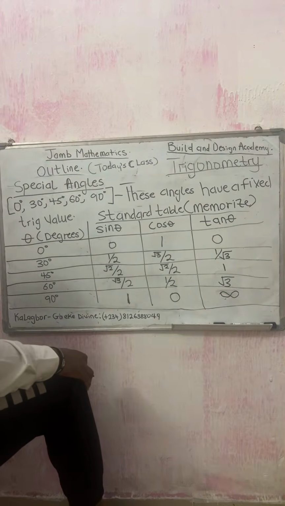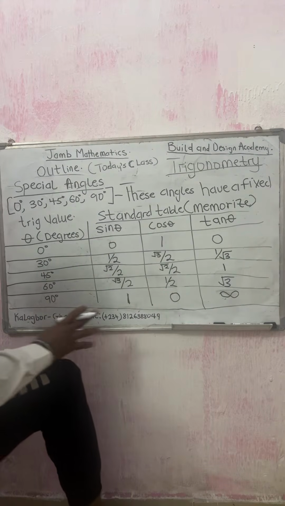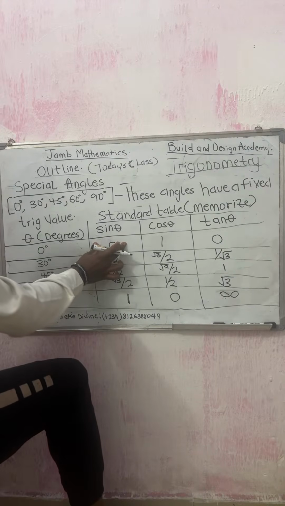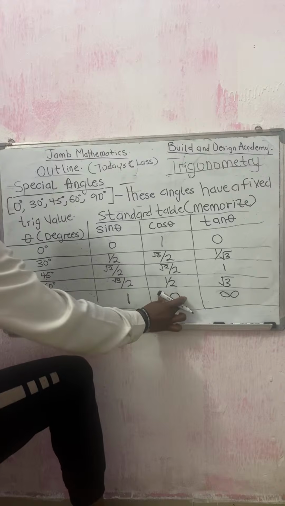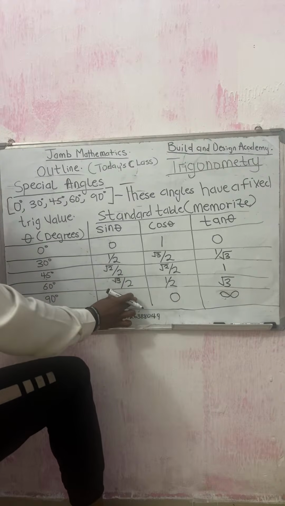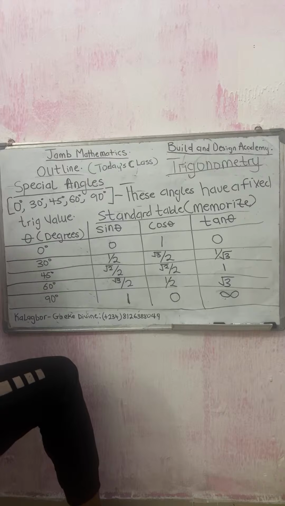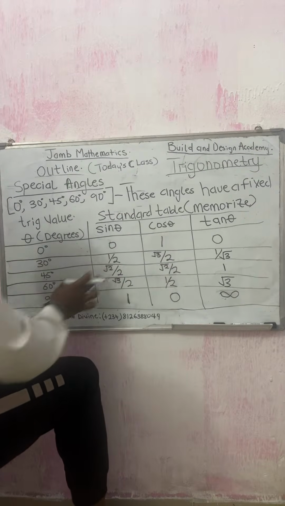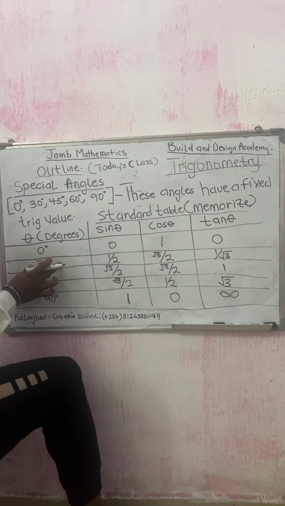So this is how the standard table looks like. If you look at it closely, you observe a pattern. Now, sine 0 was 0, cos 0 was 1. But look, cos 90 is 0, sine 90 is what? 1. I see it. So if you're memorizing, let me give you a strategy. Once you get sine 0, cos 0, when you talk about 90, you simply change them.